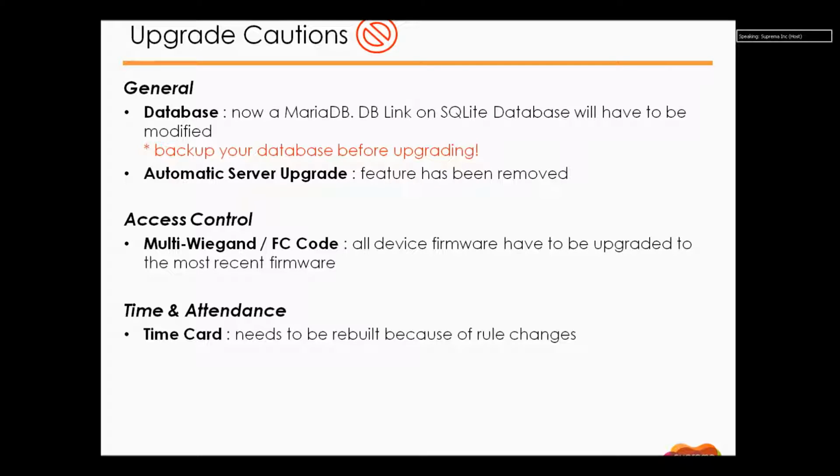Now I'm done with introducing all the new features, so I'll share some cautions. There are several things you should be aware of before you upgrade your BioStar 2 to version 2.3. Since the AC database is now a MariaDB, if you had a database link program you used in previous versions for your AC database, it will not work anymore. You will have to develop a new program based on the new MariaDB.